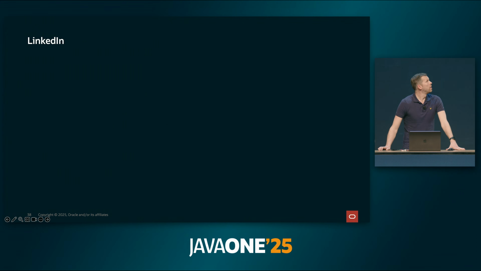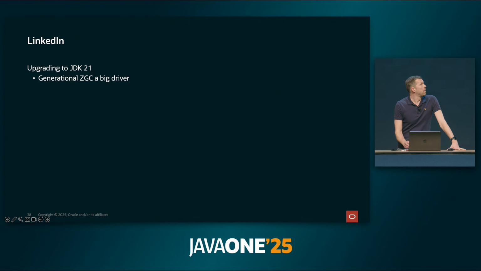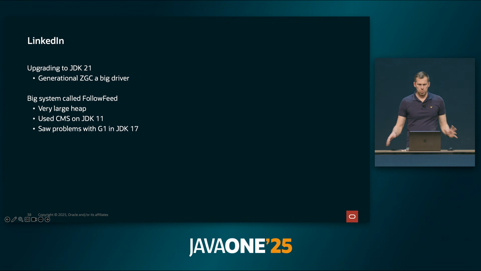Another big company, also very happy with upgrading to a new release, is LinkedIn. And they are upgrading to JDK 21. They also see generational ZGC as one of the big drivers behind this. They have this big system called Follow Feed, which uses a very large heap. Back in the day, in JDK 11, they were using CMS. There were problems when using CMS as well, but it worked for them. They had worked around some of the problems.